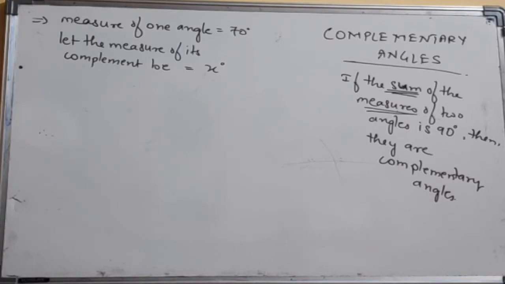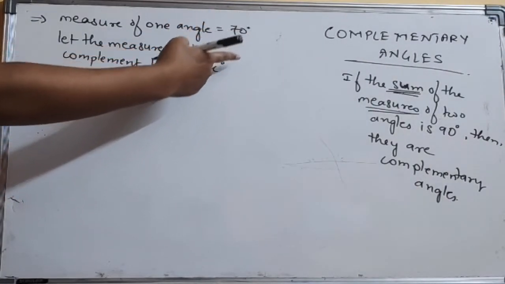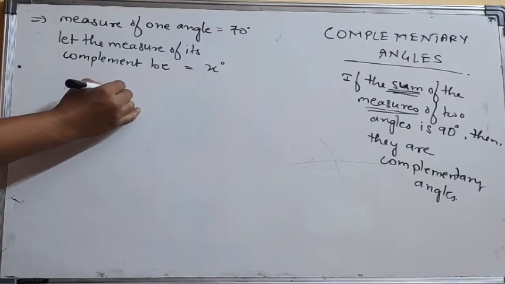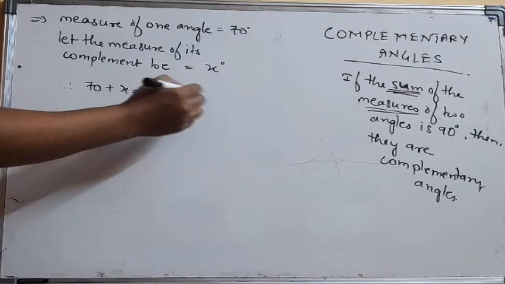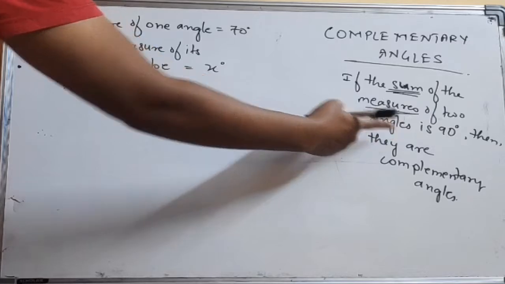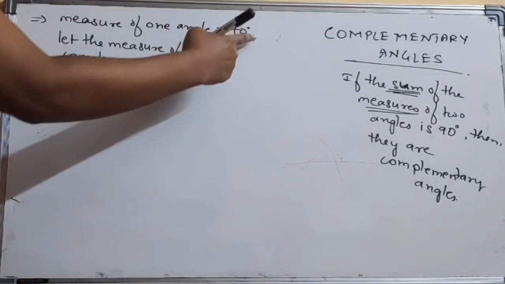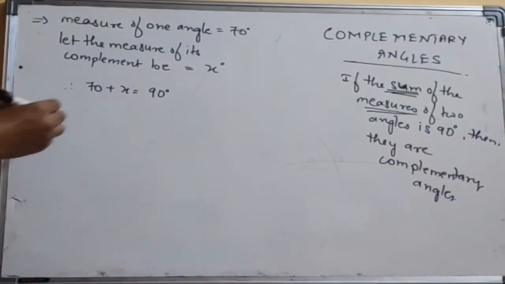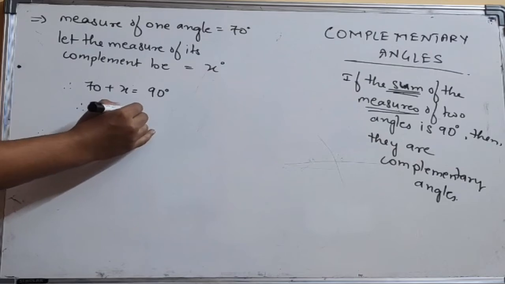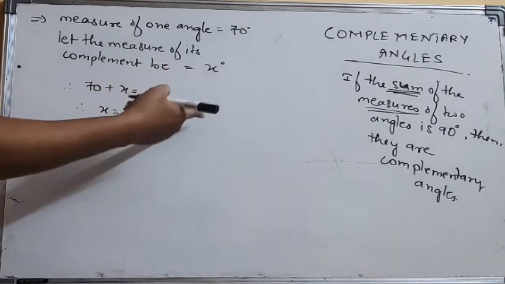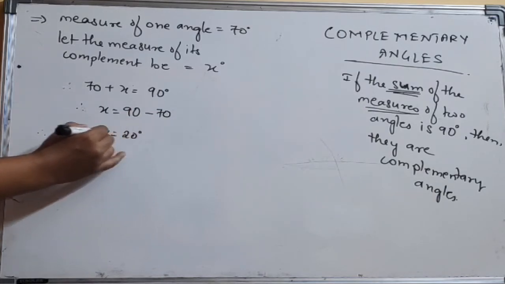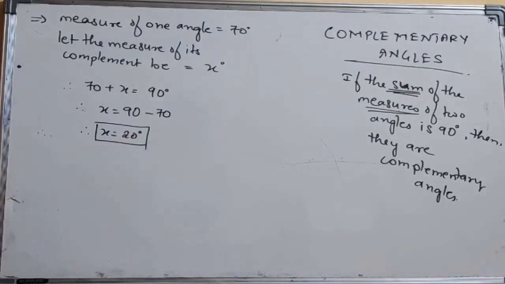Okay. Now what we are going to do is we know that these two are complementary. Therefore we can say 70 plus x is equal to 90 degrees. The sum of the measures is 90. So I am adding the measures of these two angles. The total should be 90. Therefore, x is equal to 90, and this plus 70 goes to the other hand side, it becomes minus 70. Therefore, x is equal to 20 degrees. Understood?